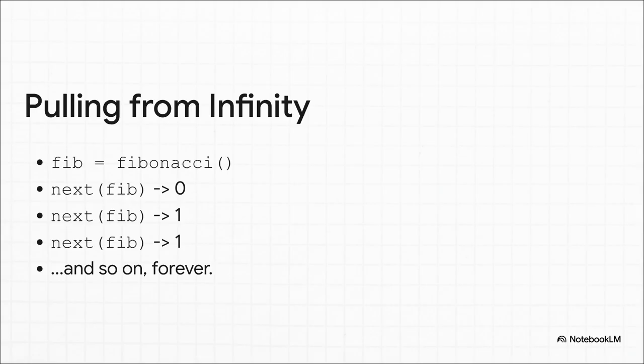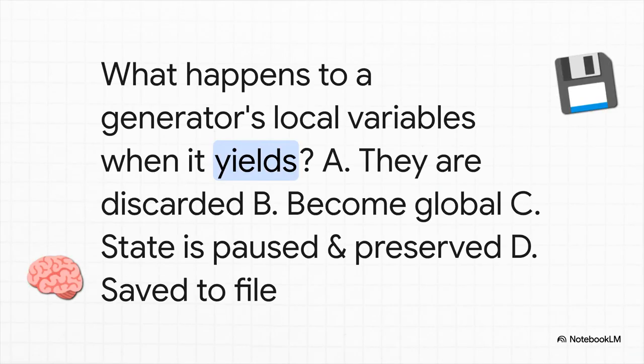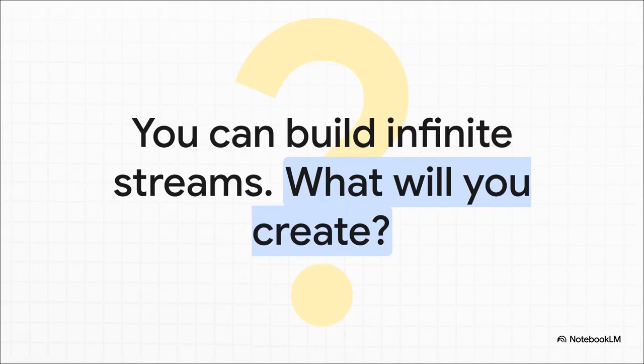How cool is that? Okay, so one last question to tie this all together. Back in that Fibonacci generator, what happens to the variables a and b every single time the function yields a value? Are they thrown away? Do they become global variables? Or is their state simply paused and preserved, just waiting for you? And the answer is C, their state is paused and preserved. Those variables a and b are frozen in time until the next call.